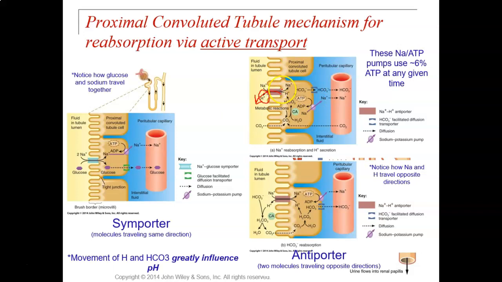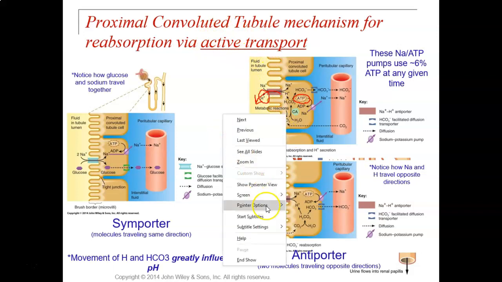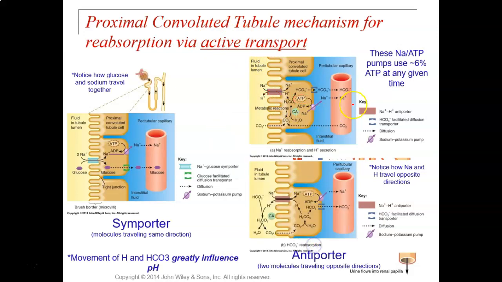In order to achieve this, it requires ATP. These are all active transport, and they all require ATP to function. You can see these sodium-potassium ATP pumps: around 6% of the ATP that we utilize at any given time is devoted towards maintaining this pump, so we can maintain our blood pH. That's a pretty significant amount. I mean, 6%, that's significant.